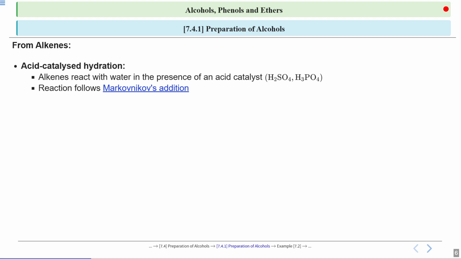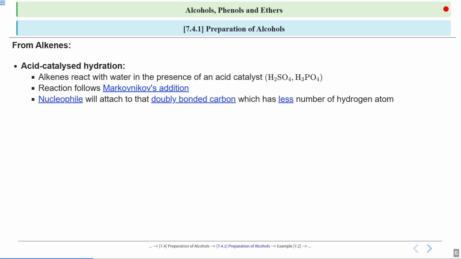We have learnt that if alkene undergoes the addition process, then it can follow the Markovnikov or anti-Markovnikov rule. But here, for the preparation of alcohols, the alkenes react with the water molecule in presence of acid catalyst to get the proton, H positive. The reaction will follow the Markovnikov addition rule.